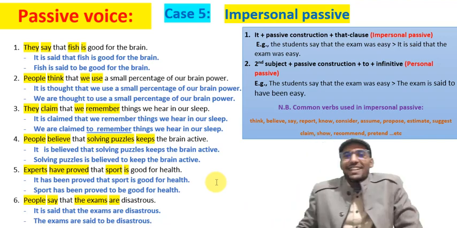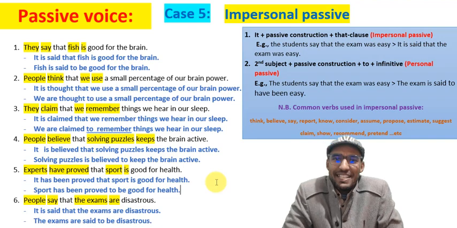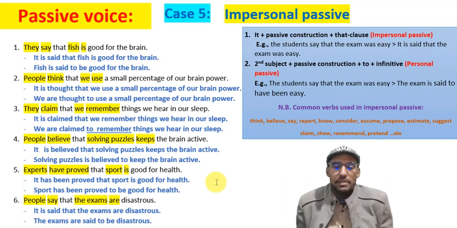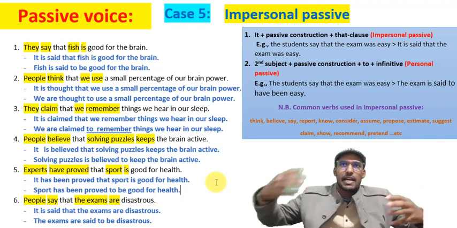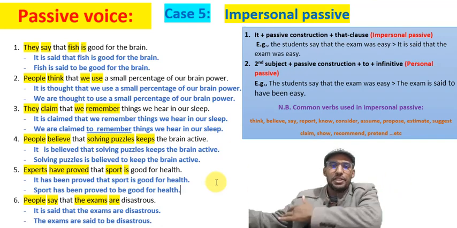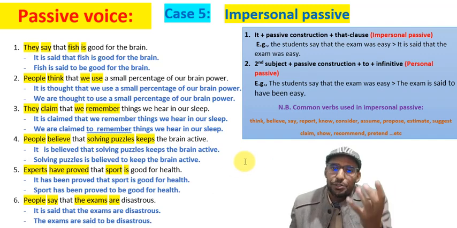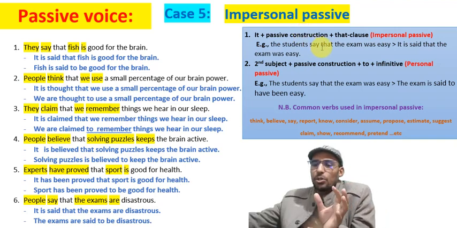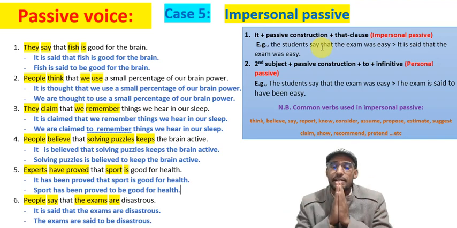Okay, so that's it, guys. This is how we deal with the impersonal passive. When you are given a statement in the impersonal passive, like people say that, people believe that, people assume that, people report that, or has reported that, we have two choices. Either we follow the first structure: it plus the passive construction plus the that clause without any change. This is the impersonal passive.